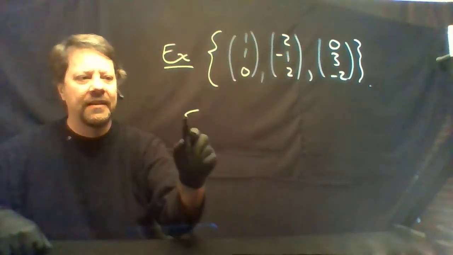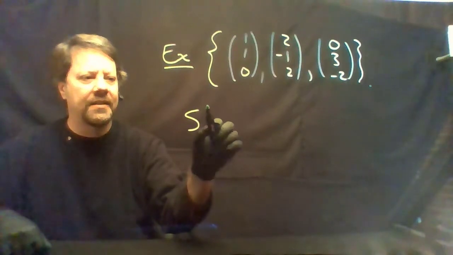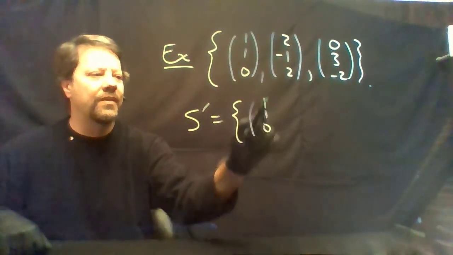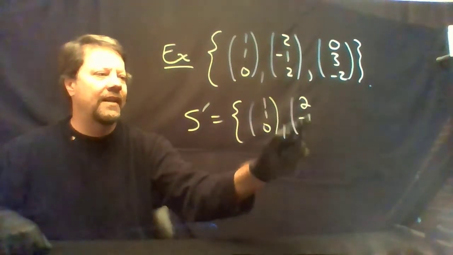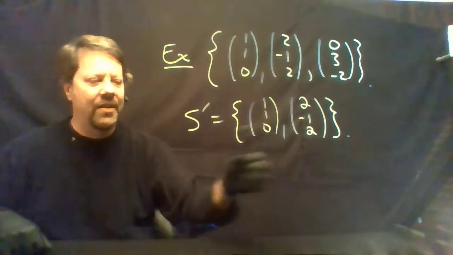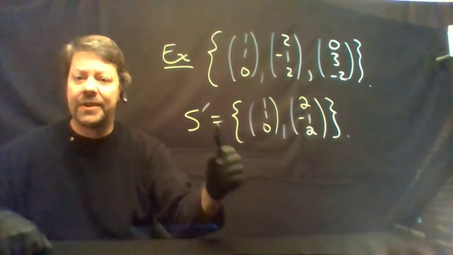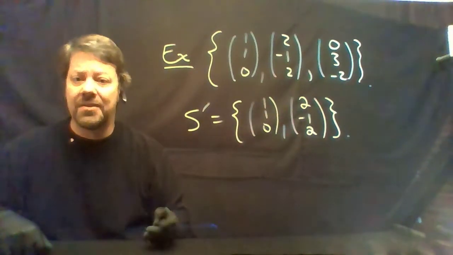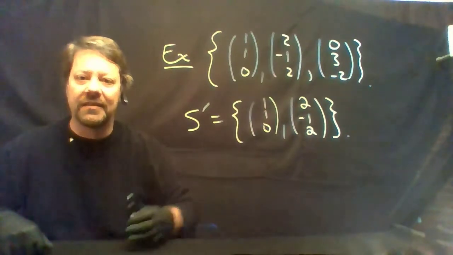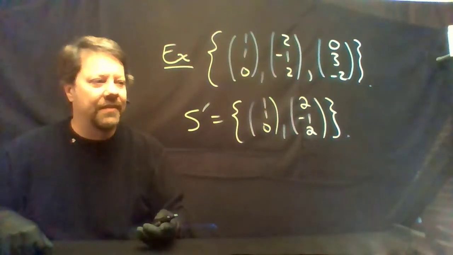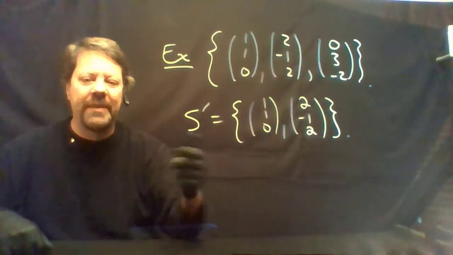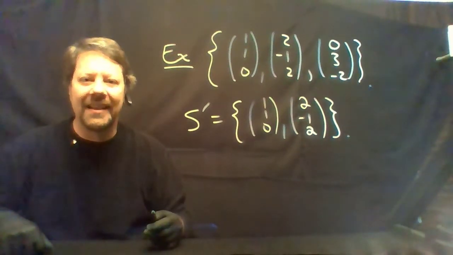set down and formed a set, let's call it S prime, 1, 1, 0, 2, negative 1, 2. We know that this set has the same span as the larger set. Because we can construct this vector, we can construct all other linear combinations of the first three vectors. The question I have now is: is this pared set linearly independent?